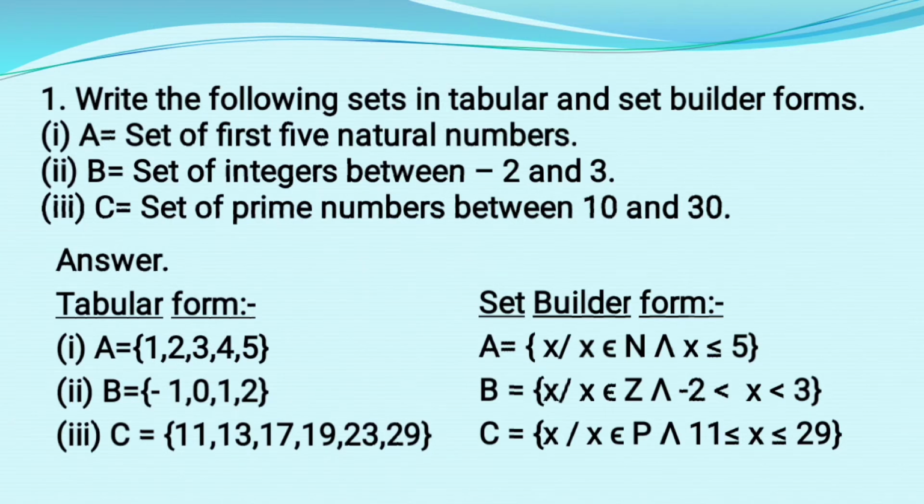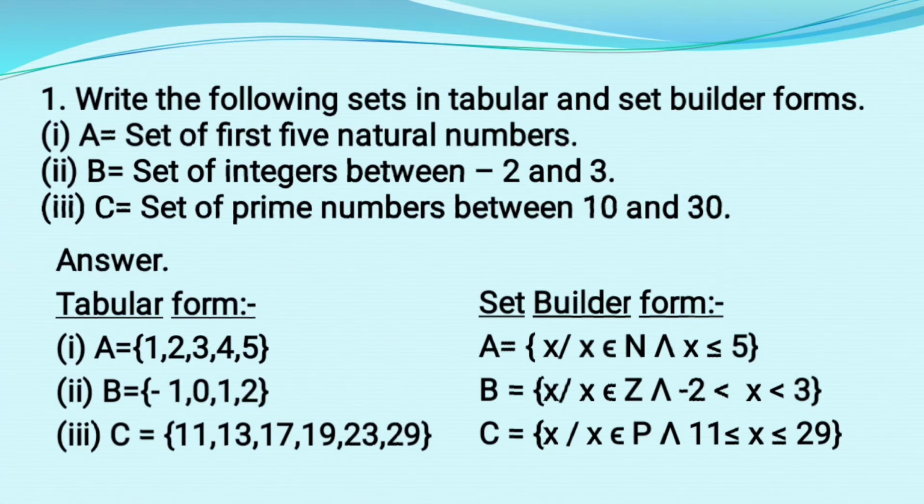You all know that in tabular form we will write set numbers in curly brackets with commas, and in set builder form you have to state the properties of the sets. In set A we have given 5 natural numbers. We will write 1, 2, 3, 4, 5 in tabular form. In set builder form we can write x such that x belongs to N and x is less than or equal to 5.